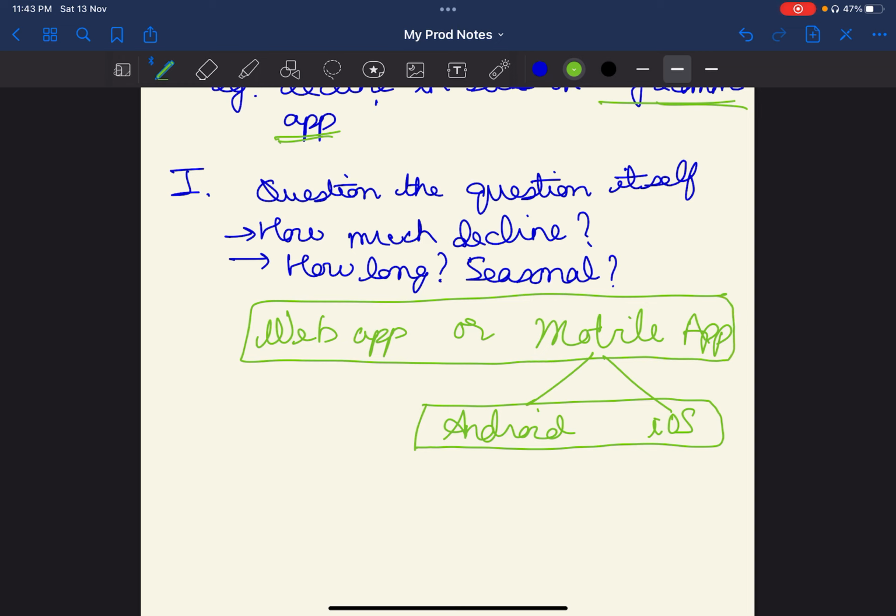A lot of people use Swiggy, for example, on their phone, but they don't realize that there is a web application for that as well. Similarly, for WhatsApp, people use the mobile application and not so much the web application, but there is a web application for that. And it needs to be clarified on which platform the issue is coming.